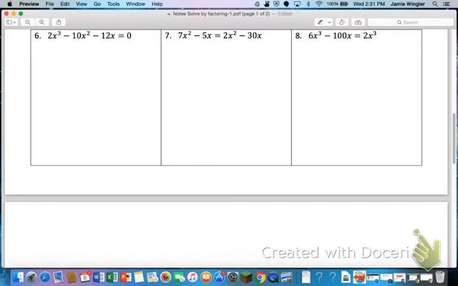On number 6, again, it's already set equal to 0, but we can factor out a GCF. And I believe all of these are divisible by 2, and since they all have an x with them, we can take out that x. So our GCF is 2x.